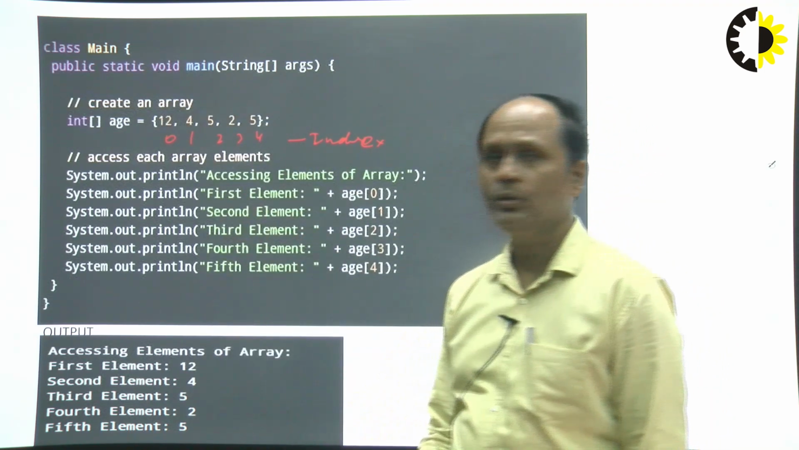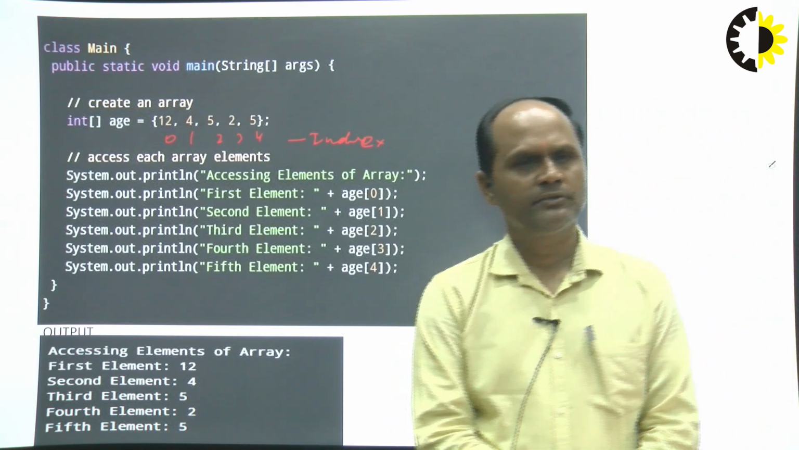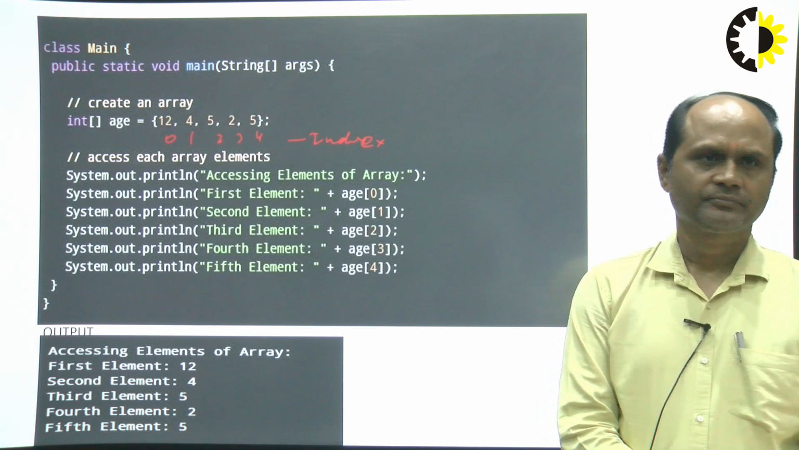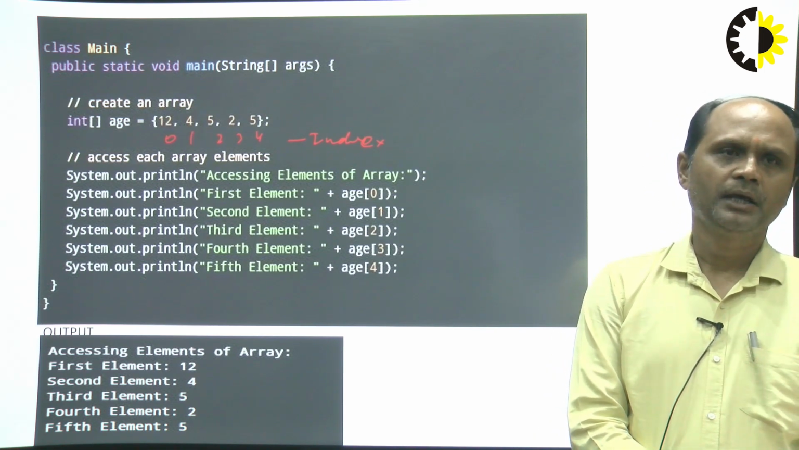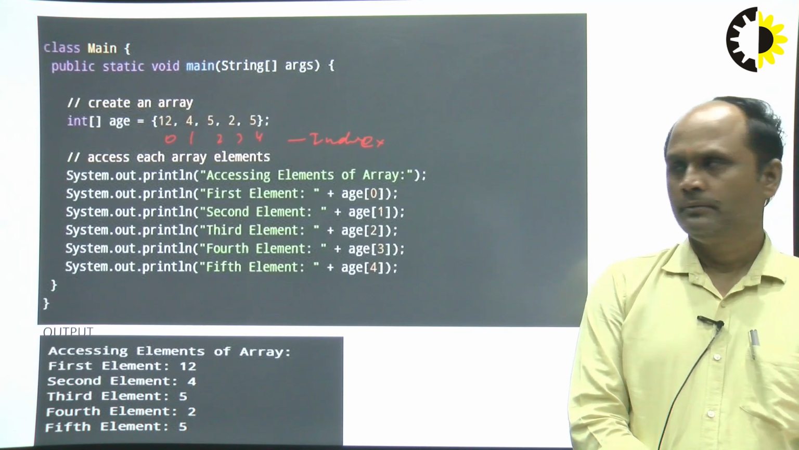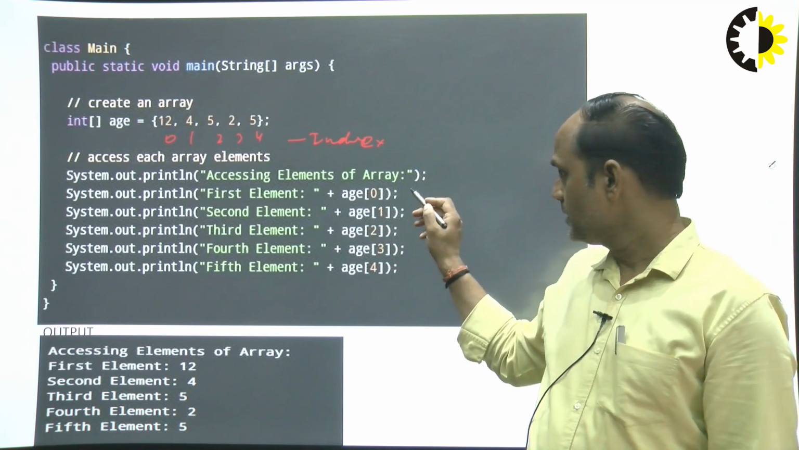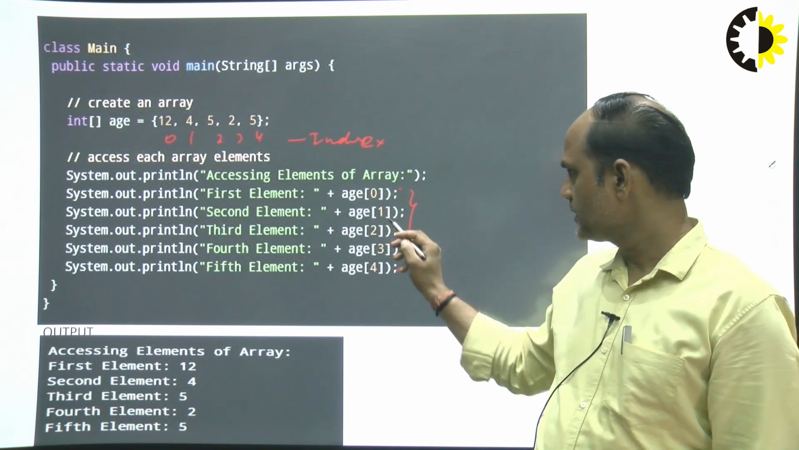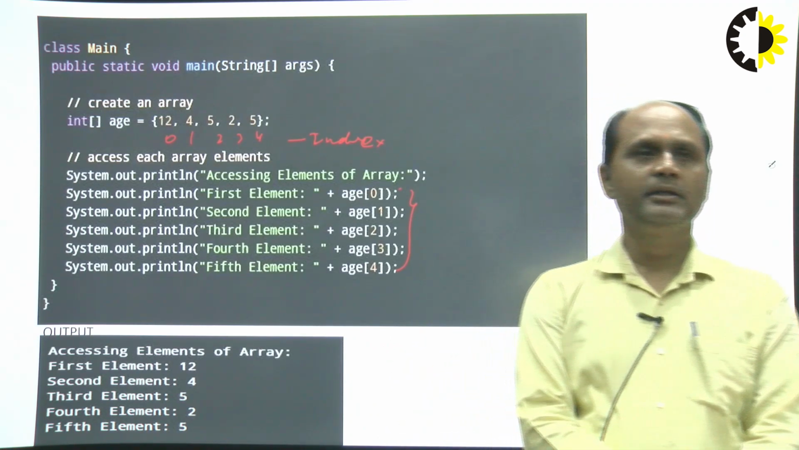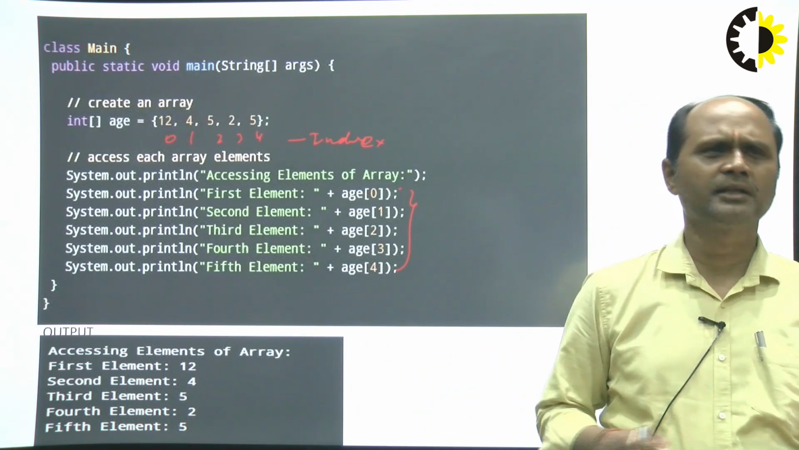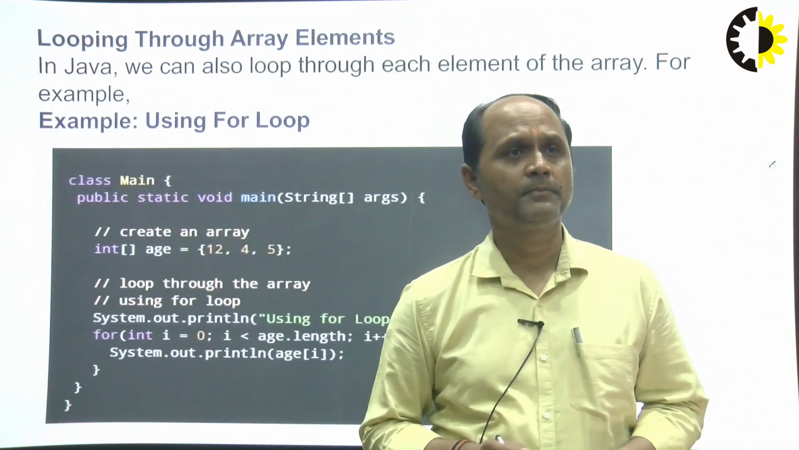Suppose age[0] is 12, age[1] is 4, age[2] is 5, age[3] is 2 and age[4] is 5. All the elements, first, second, third, fourth, fifth, are printed in this particular program. A simple array is declared and accessed by index number.